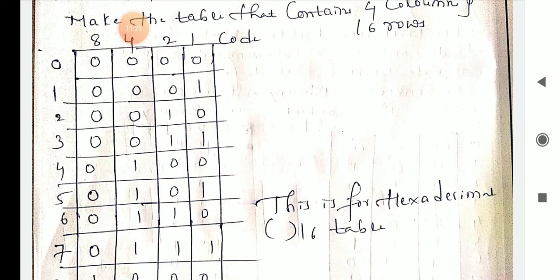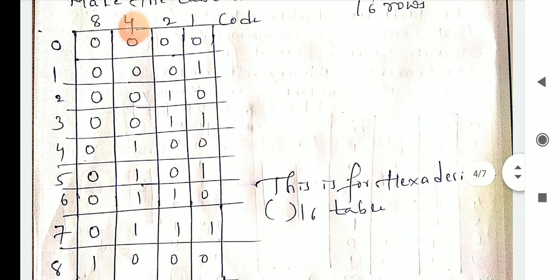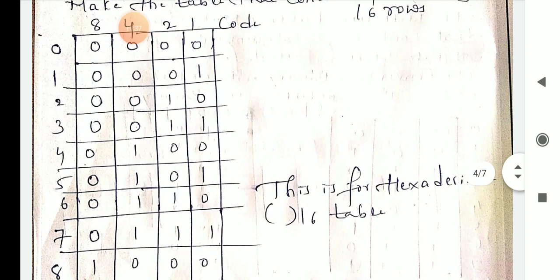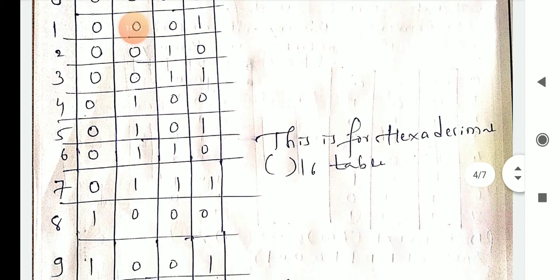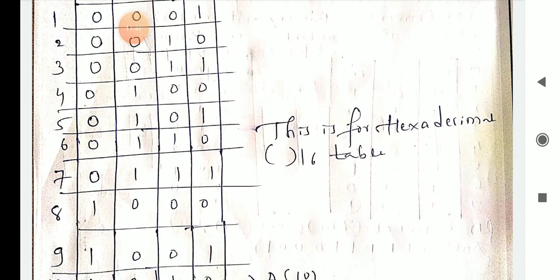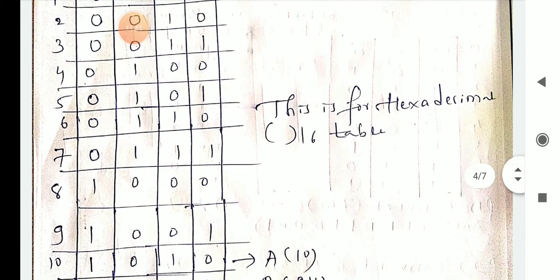Where is the 1? You can write there 0001. I want 2: 0010. I want 3: 0011. 4 is 0100. 5 is 4 plus 1, that is 0101. 6 is 0110, that is 4 plus 2. 7 is 4 plus 2 plus 1, that is 0111.